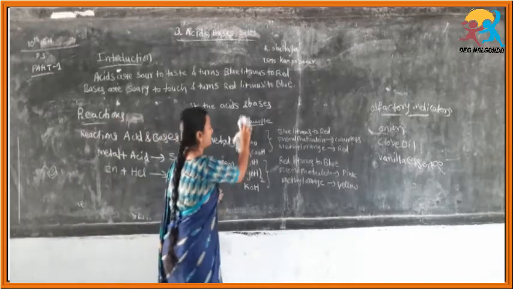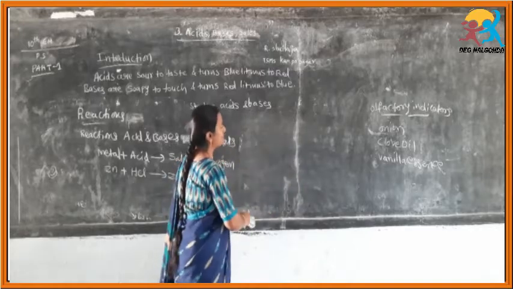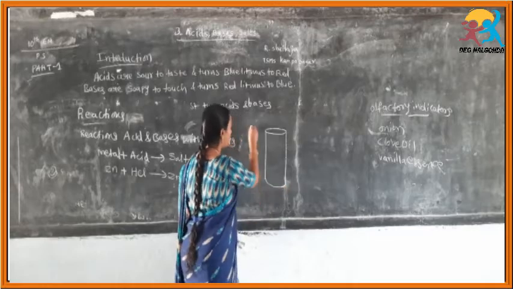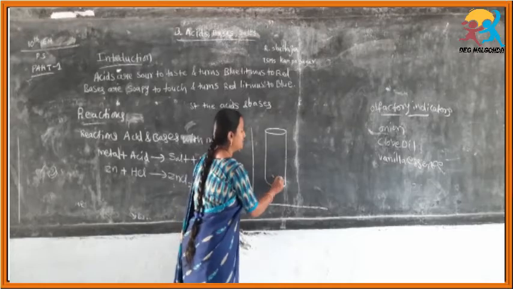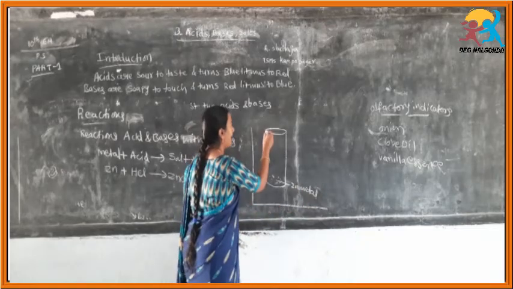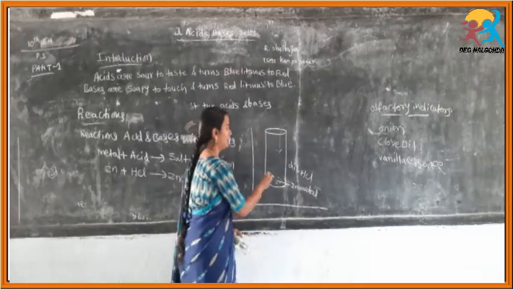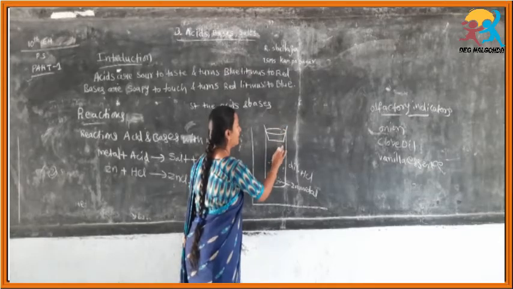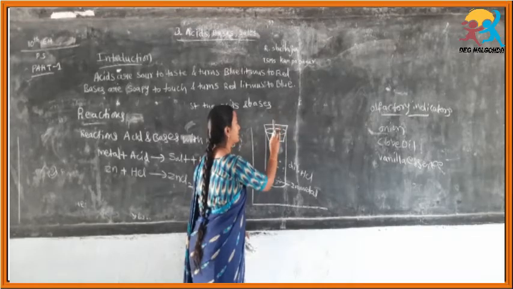This reaction we can observe in the textbook. You have to take one test tube. In this test tube you place zinc metal. Then add dilute HCl. Next, once you place the dilute HCl, immediately you fix a one-hole rubber cork.